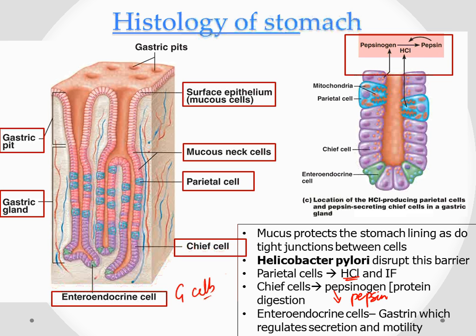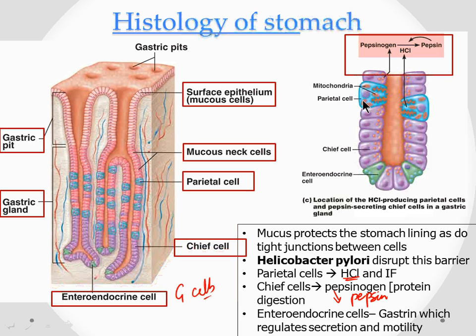So it controls the digestive activity of the stomach, which is secretion from the glands and muscle contraction. And here you can see the cells shown in a little more detail. You can see the parietal cell and the chief cell.